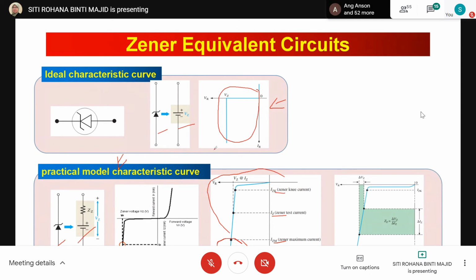And then we can also obtain the difference of IZ. So that means delta IZ, we can get the value before the IZM, because IZM is the maximum current, and then we will get ZZ equals to delta VZ over delta IZ. So this one, the Y axis is IZ, and the X axis is delta VZ.